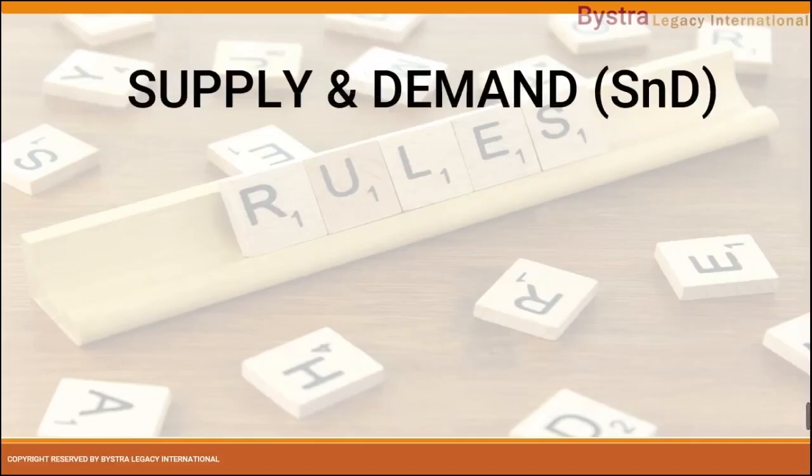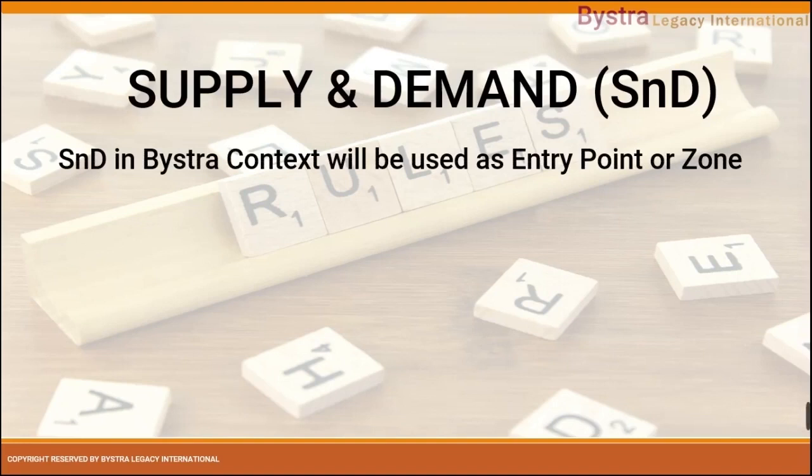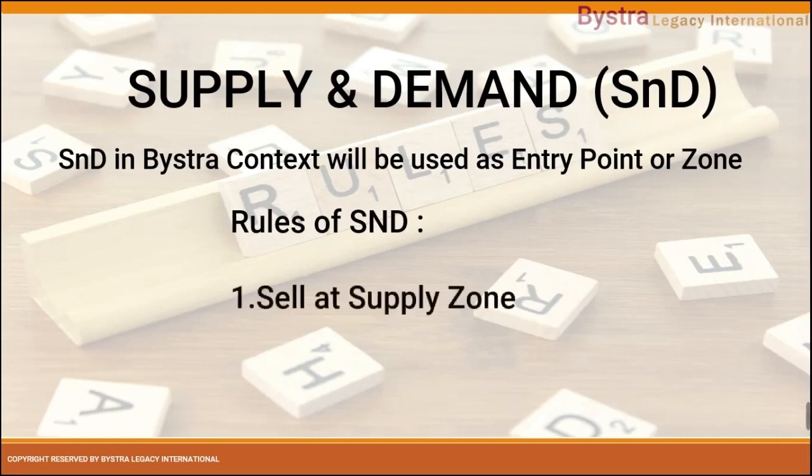So supply and demand is actually very simple. We will use supply and demand in the Bystra context as an entry point, where we will mark our zone. The rules of supply and demand are very simple and easy. First, we only sell at the supply zone and buy at the demand zone. Do not buy at the supply zone or sell at the demand zone. This is against the nature of supply and demand. So remember this, guys, very important.